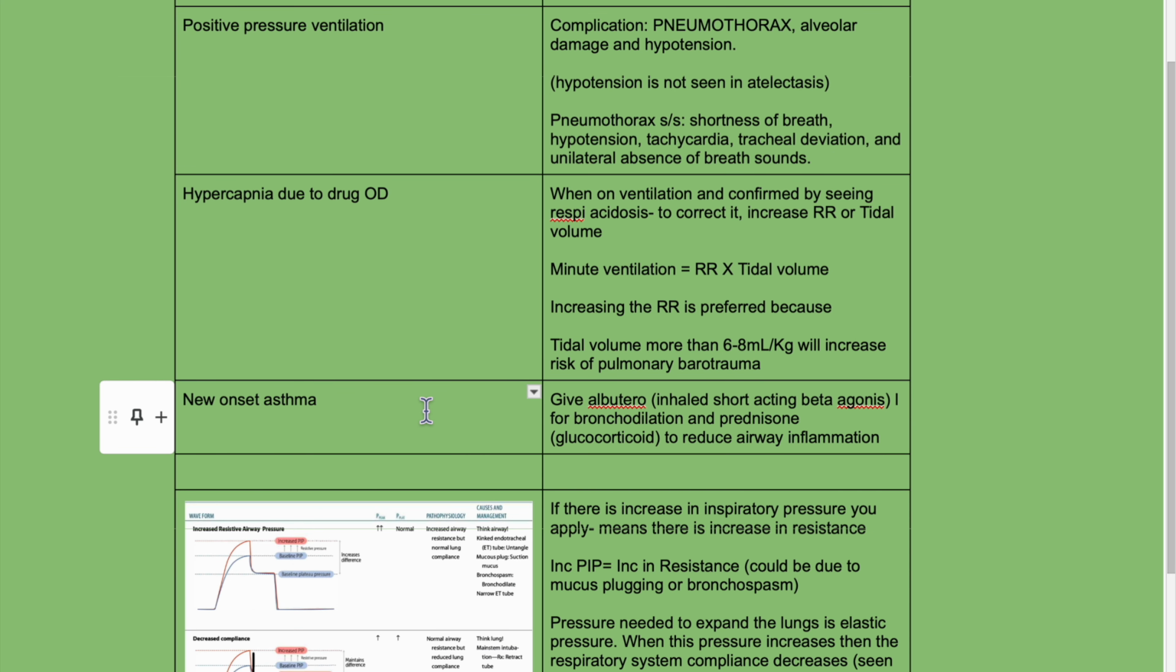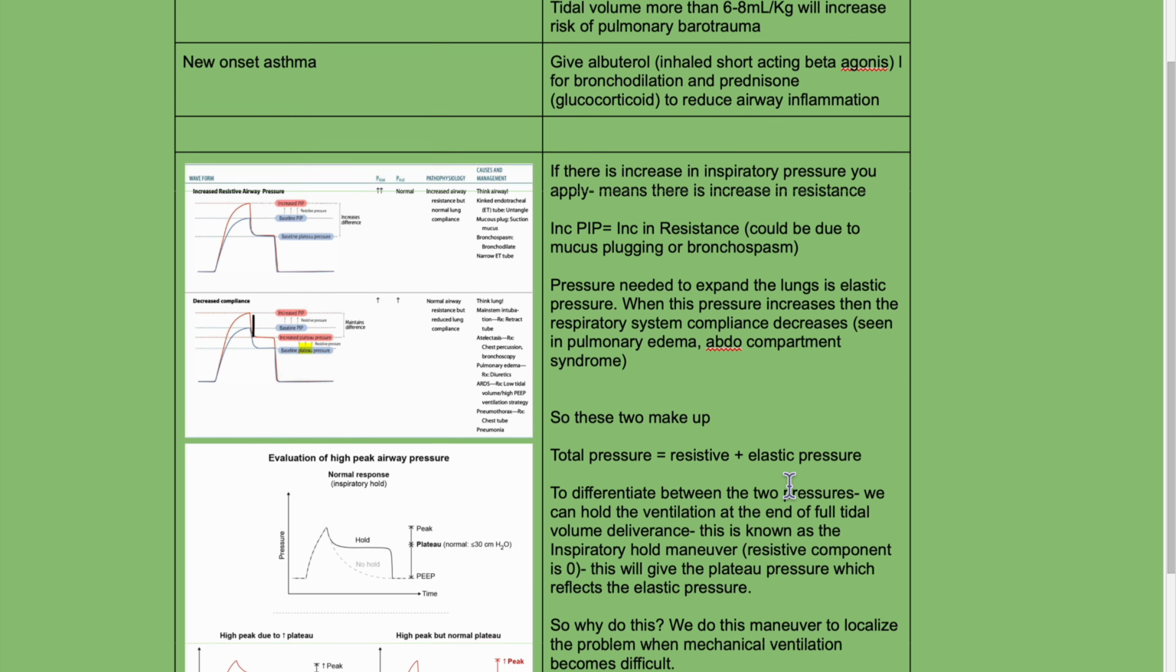New onset of asthma, what do you do? You give albuterol, an inhaled short-acting beta agonist, or SABA. It's for bronchodilation. And prednisone, a glucocorticoid, to reduce airway inflammation. So we give albuterol and prednisone in new onset asthma.